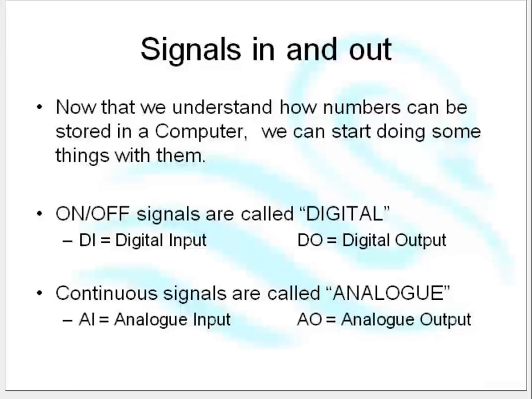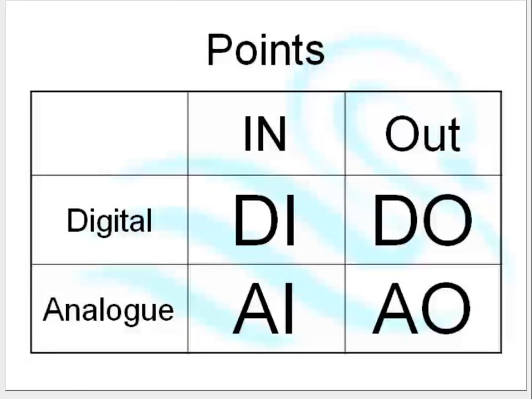Then we have the continuous signals, the 4 to 20 milliamps, 1 to 5 volts, that sort of thing. And we call those analogs in and analogs out. So we have these four basic types of signal. Signals in and out of PLCs are called points. And we're always talking about points and point counts. That's how you compare different PLCs.